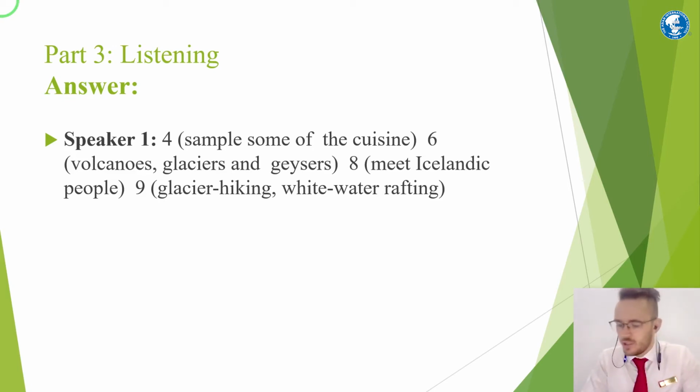Susan said she wanted to sample some of the cuisine, which is number 4, food. She wanted to see volcanoes, glaciers, and geysers, which is number 6, landscape. She wanted to meet Icelandic people, which is number 8. And she wanted to do some outdoor activities, which is glacier hiking and whitewater rafting.